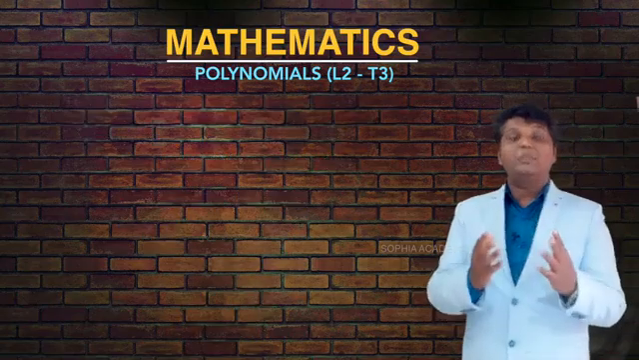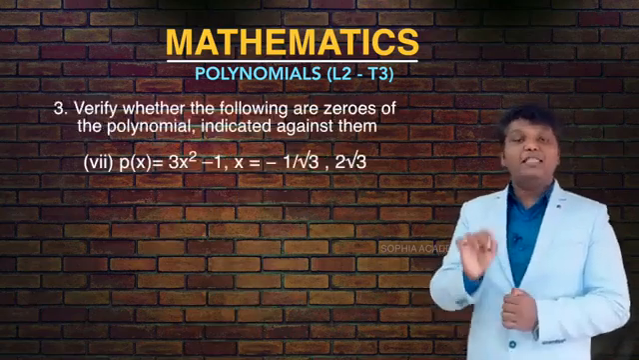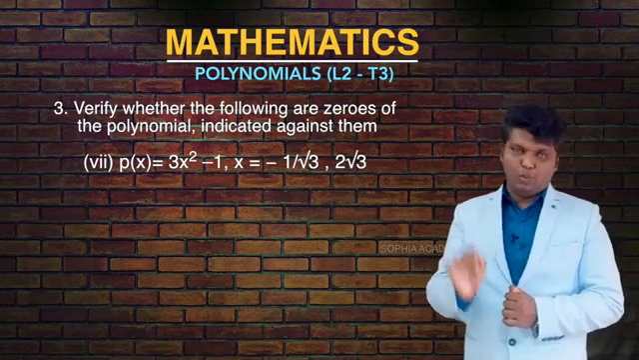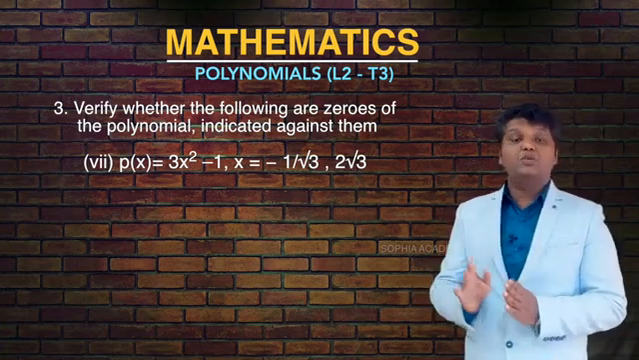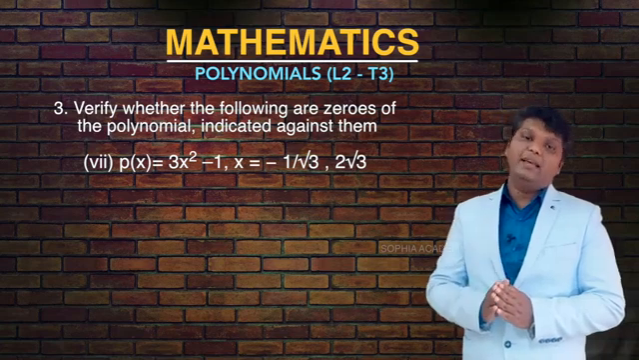Now going to a typical question, question number 7. P of x is equal to 3x square minus 1. We have to check x is equal to minus 1 by root 3 and 2 by root 3.